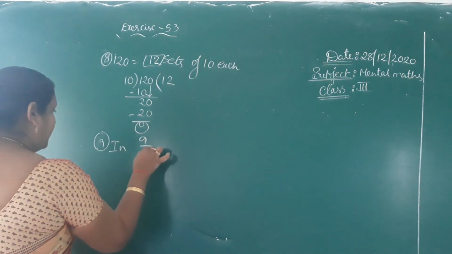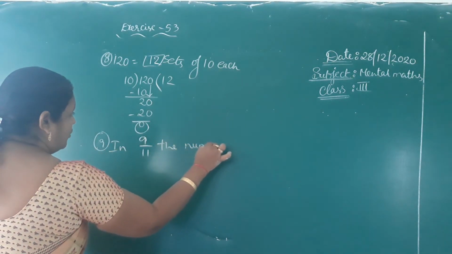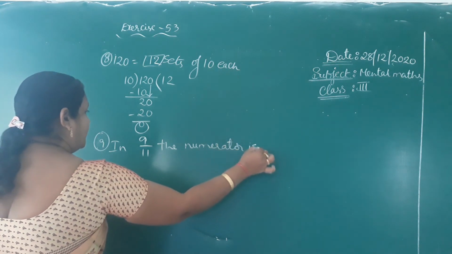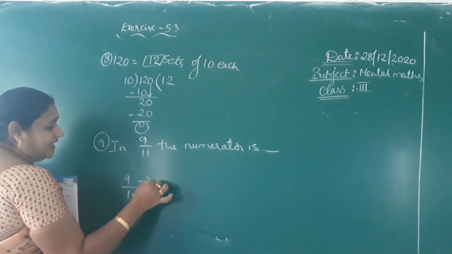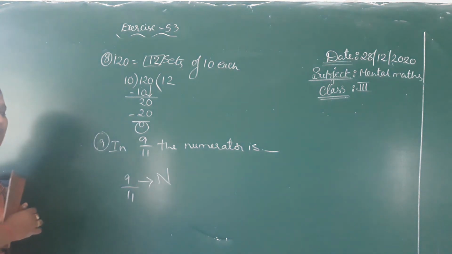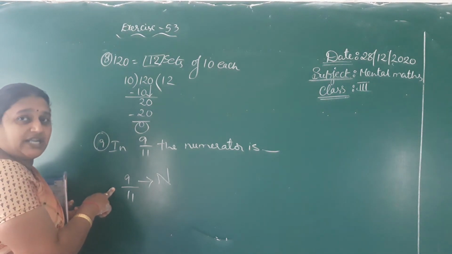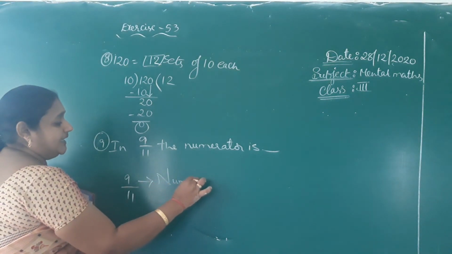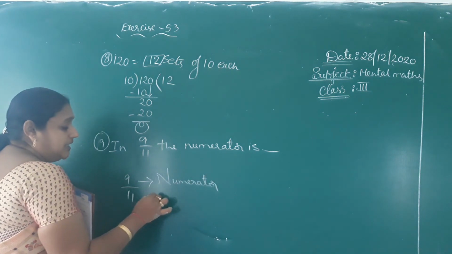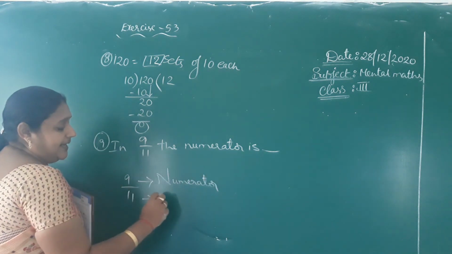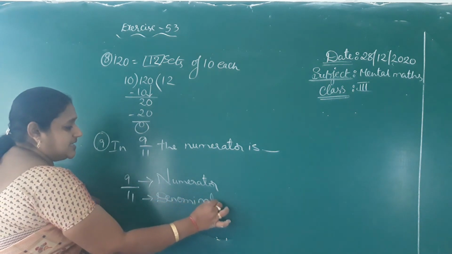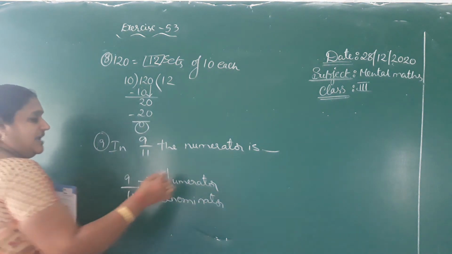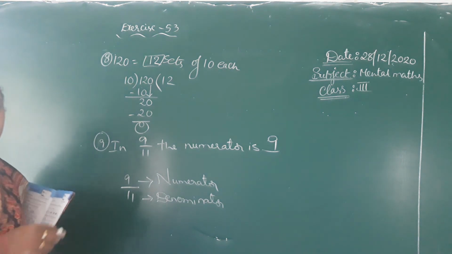In 9 by 11, what do we call the numerator here? In a fraction 9 by 11, the numerator is the upper number, which is above the division line. The number which lies below that line, we call it the denominator. So they are asking us to write which one is the numerator in 9 by 11. 9 is the numerator.